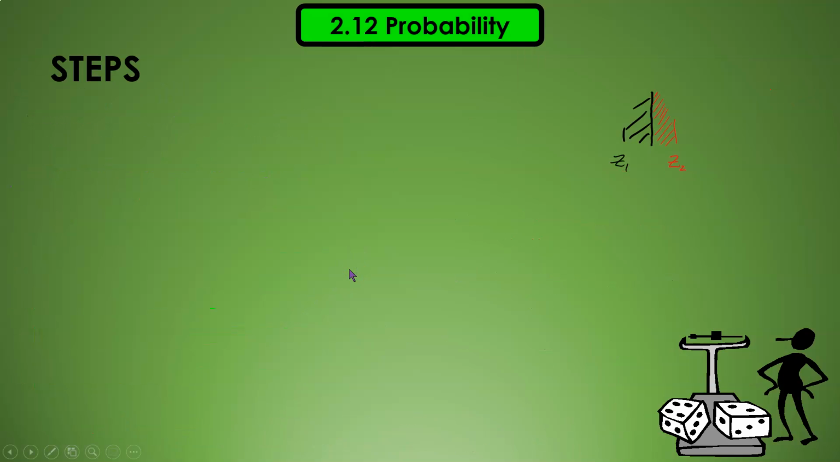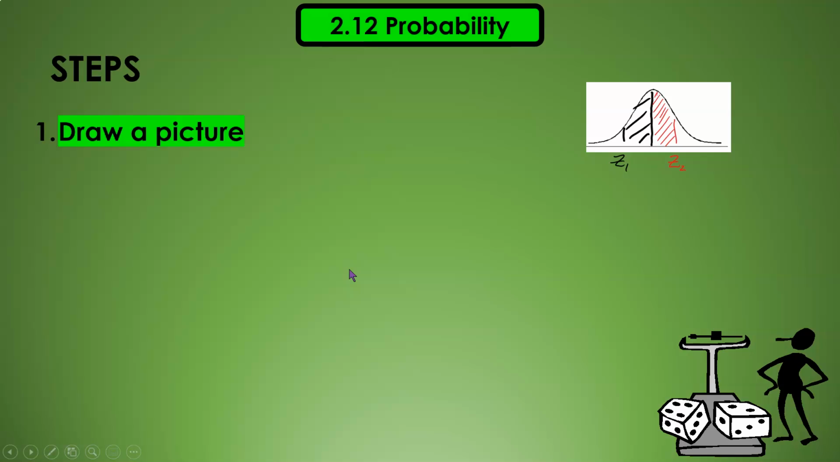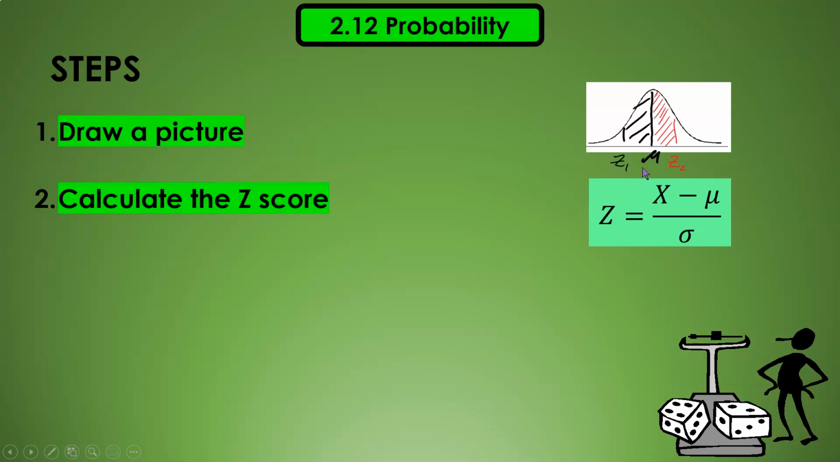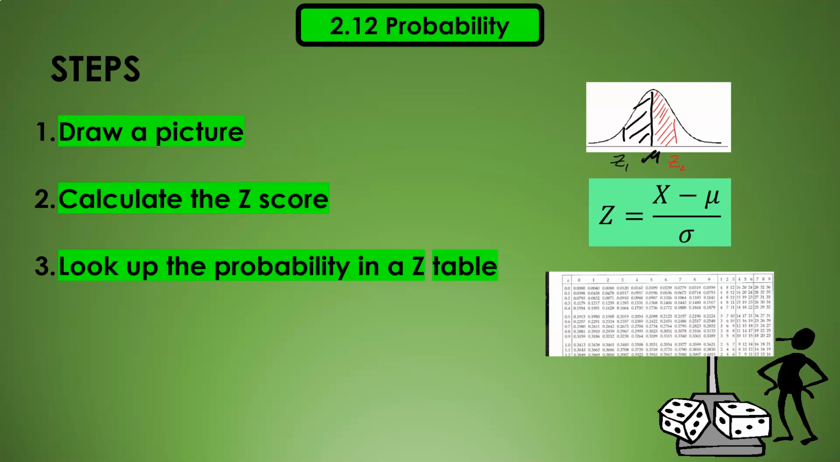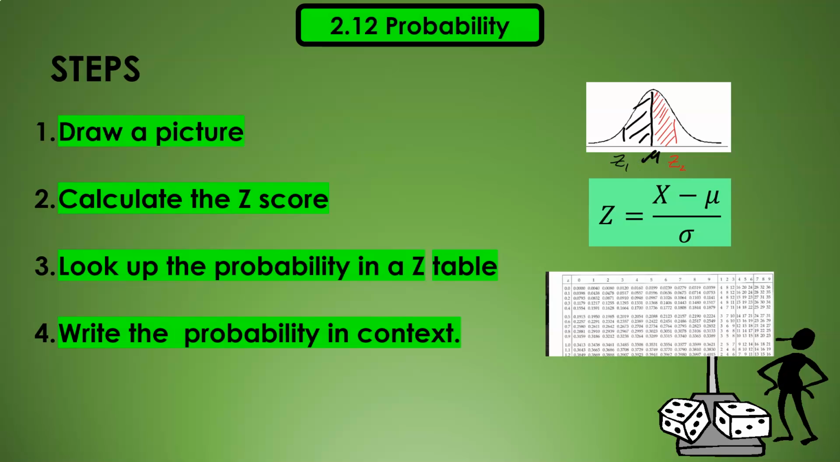So hopefully that's what you got. So just revising the steps. Draw a picture. In this case, it's two areas either side of the mean. Put the mean in there as well. Calculate the scores using the formula. Get the probabilities from the table, and then write the probability in context. The probability of X being between and is.